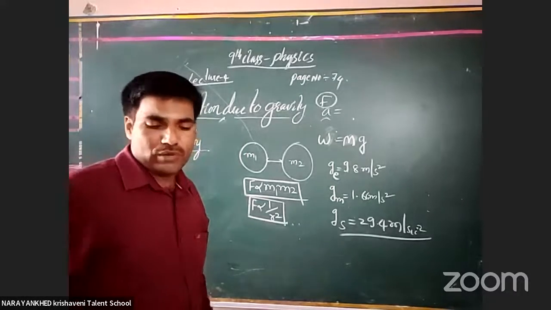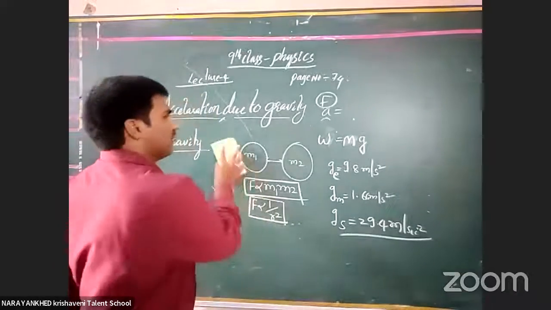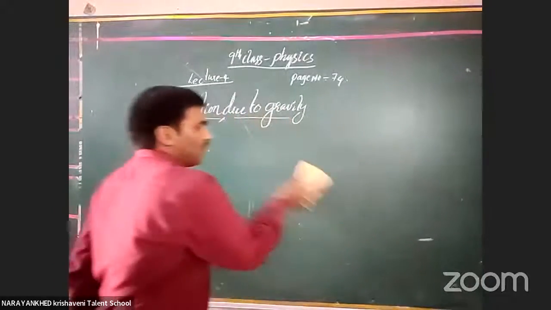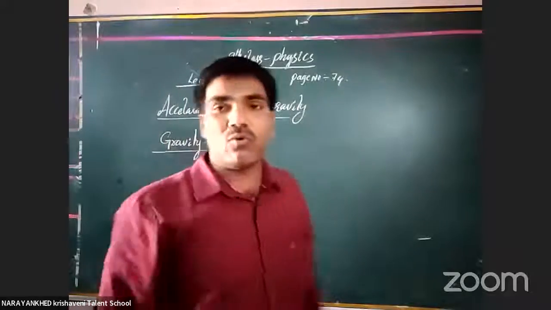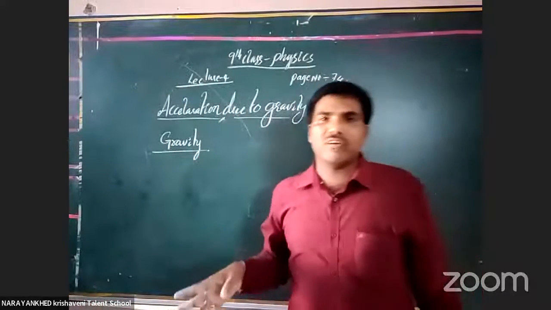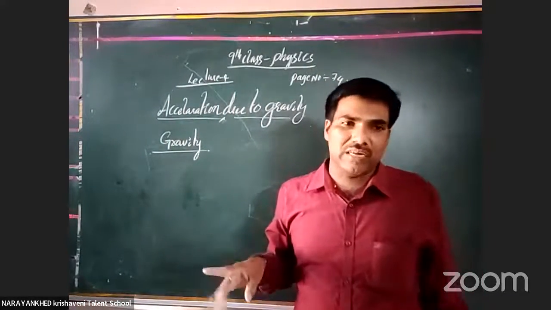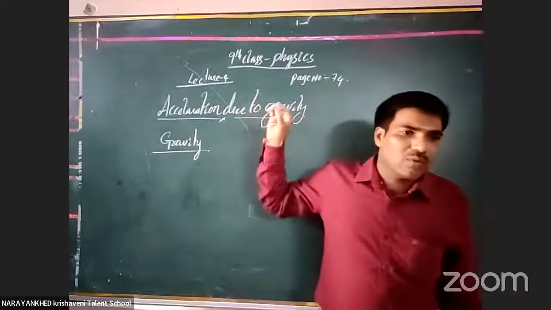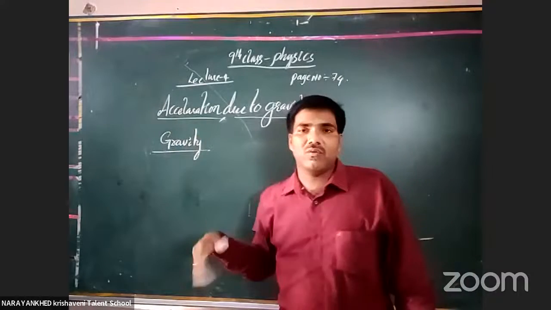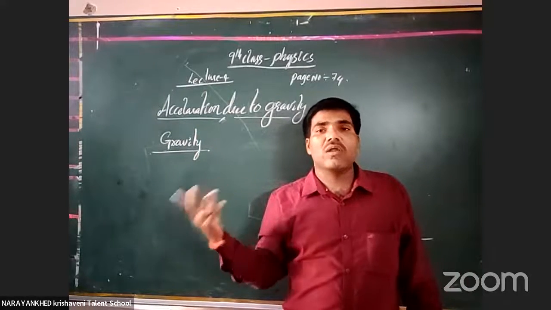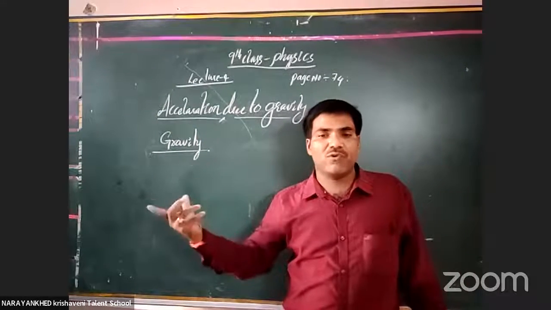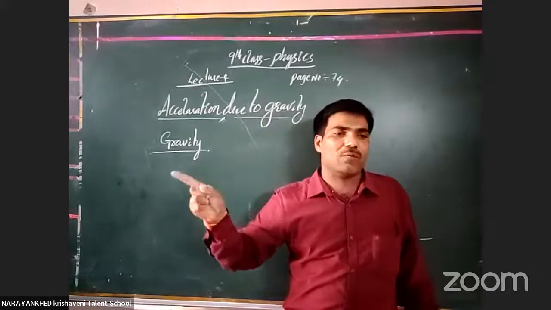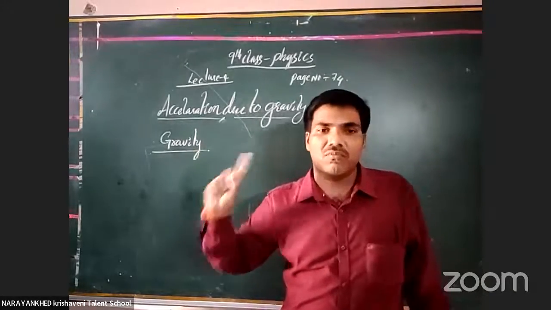Understood, all of you? This is only about acceleration due to gravity. The acceleration of a body obtained due to the gravitational force is called acceleration due to gravity. Gravity is nothing but the attraction nature of bodies toward one another in the universe. It is called the gravity force. Gravity force is directly proportional to the product of the masses and inversely proportional to the square of the distance between them.